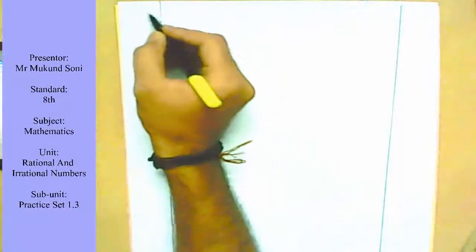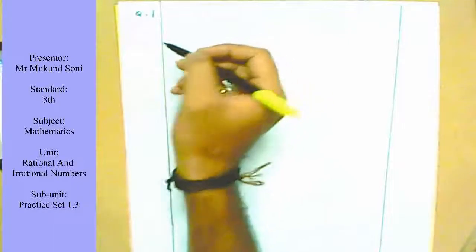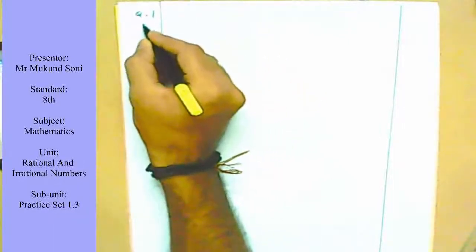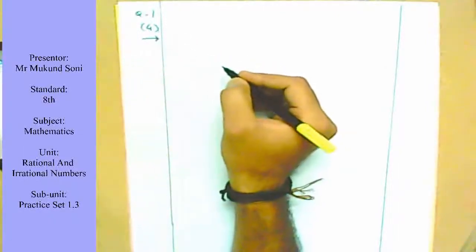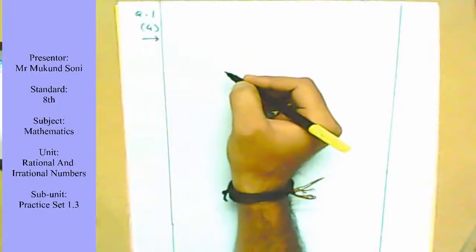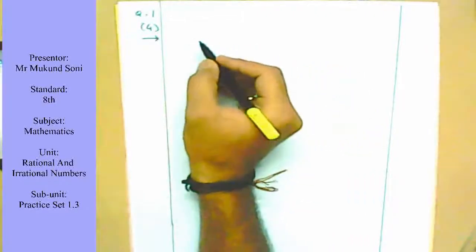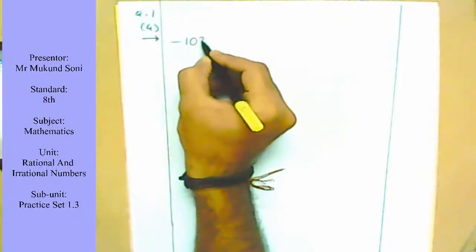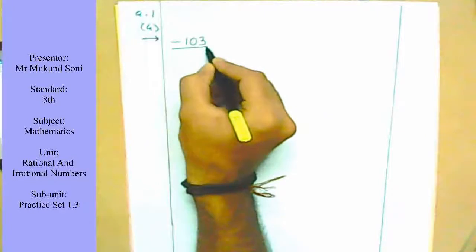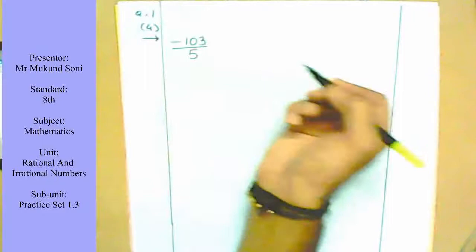Now let's begin. We are solving question number 1. In question number 1, we are solving the 4th question. The question asks us to write the following rational numbers in decimal form. In the previous 3 examples, we had positive rational numbers. Now let us see how to solve sums with a negative rational number, for example, negative 103 divided by 5.